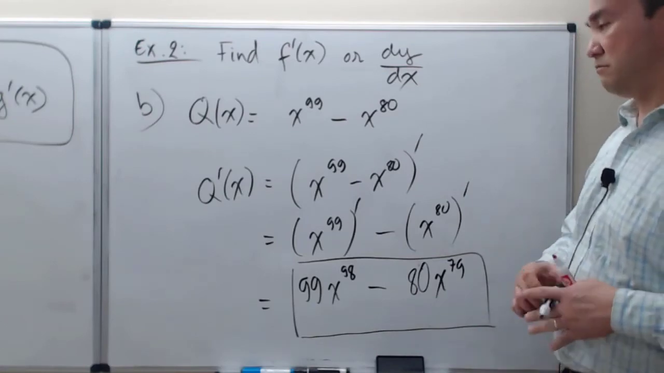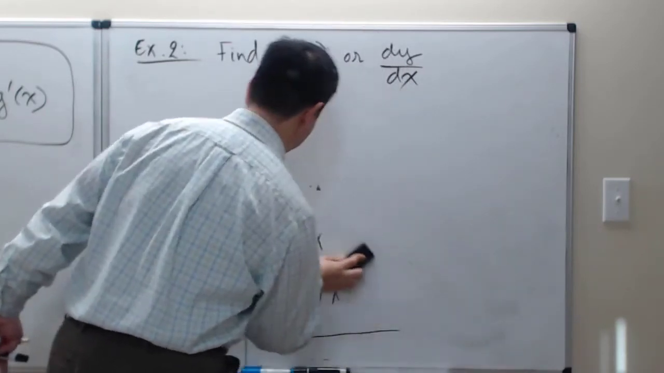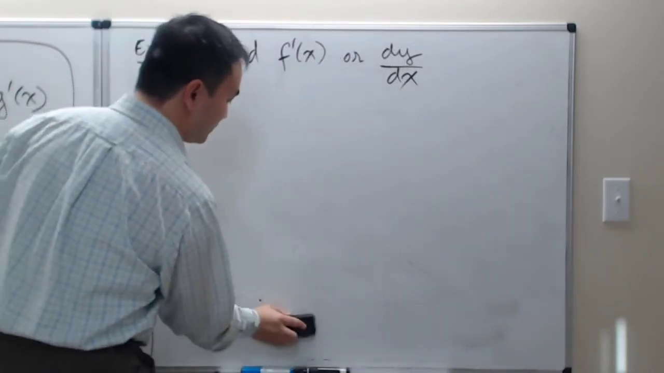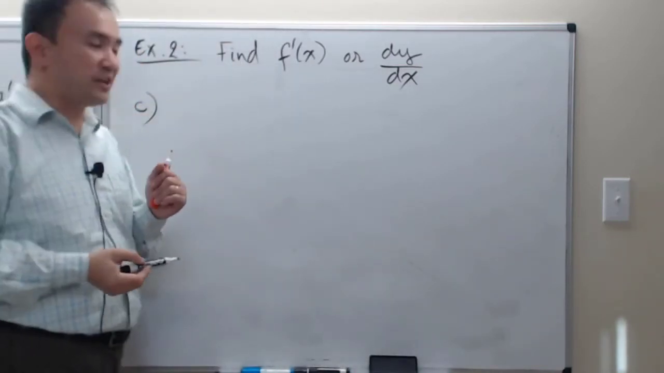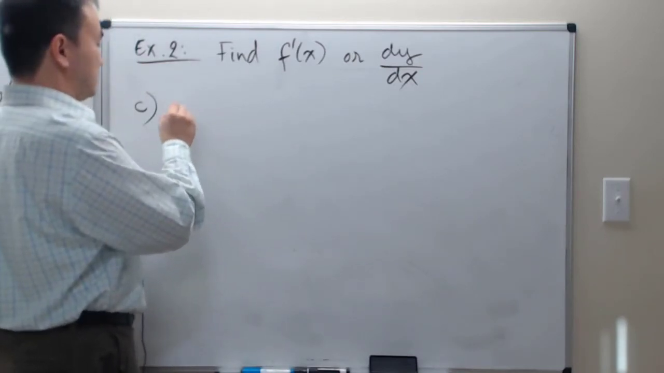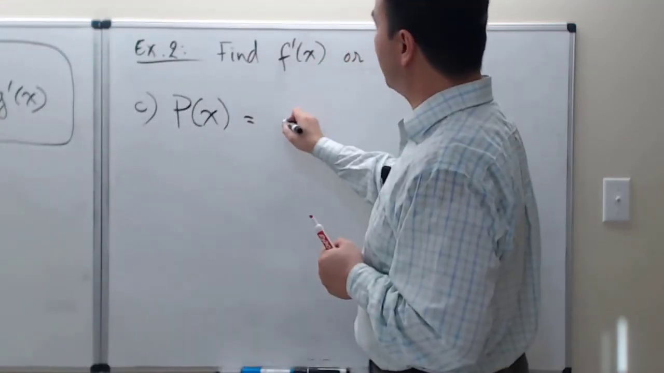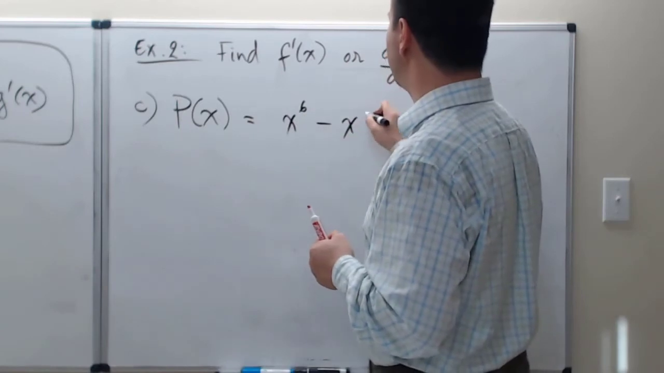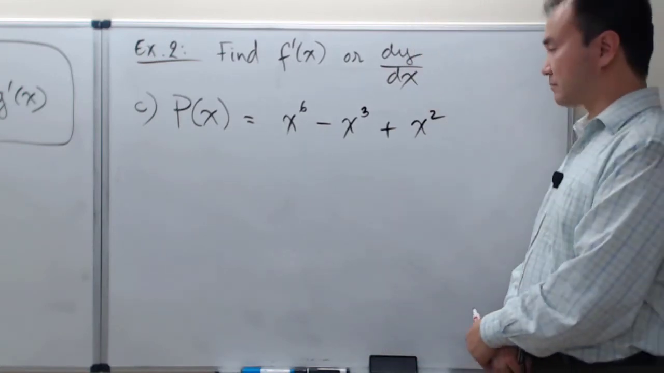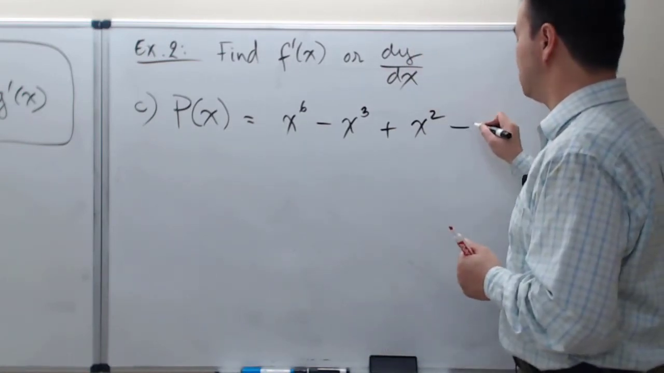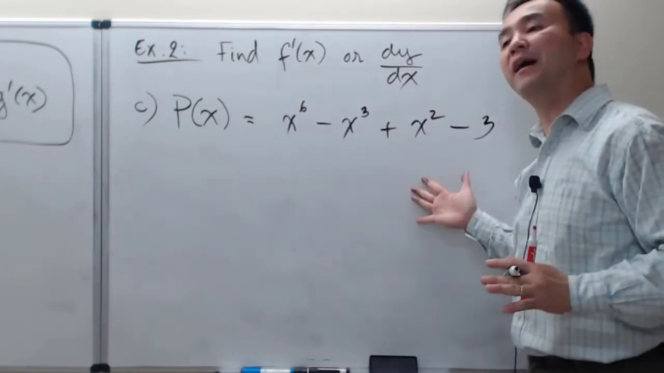Okay, and so what if a function is more than two terms? What if your function is more than two terms? So let's say I'm going to call that part C before we're done with this particular example 2. How about P of x, capital P of x is, I'm running out of creativity here, but how about x to the 6 minus x to the 3rd power plus x squared, and even minus 3. See, anything you've learned prior to this point applies here.